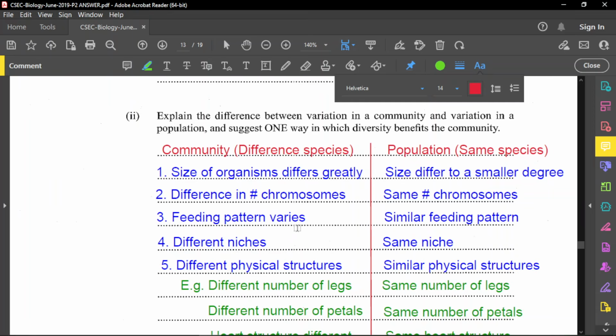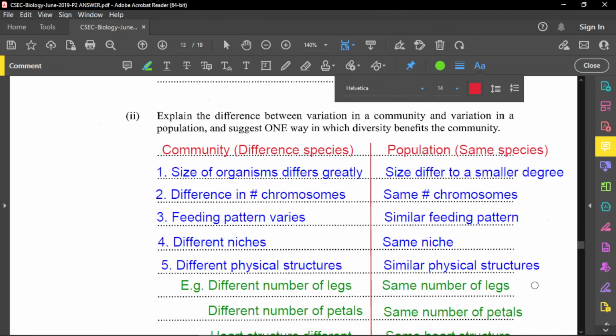The feeding patterns will vary in a community because different organisms will have their own niche, which means they have their specific role. For that reason, they will eat different things. Of course, for the population you have similar feeding patterns. Again, this ties in with number 3, different niches, and we have the same niche for a population. If you're a producer, you're a producer. If you're a primary consumer, you're a primary consumer. But for a community, they will be at different positions within the food chain or food web.